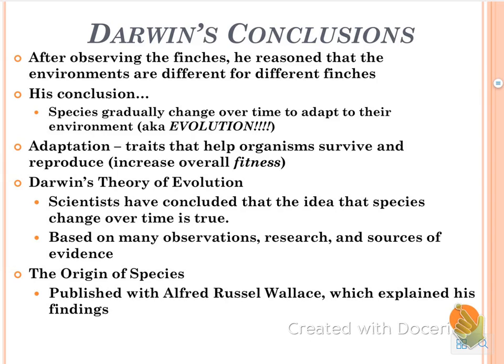So, Darwin's conclusions. After observing the finches, he reasoned that the environments are different for different finches. Environments are also based on what they eat. So his conclusion, the biggest takeaway point, is that species gradually change over time to adapt to their environment. Notice how it says species. It's not an individual. An individual finch is not going to change its beak over the course of its life to be able to eat different seeds.